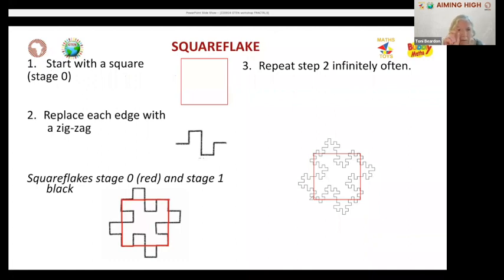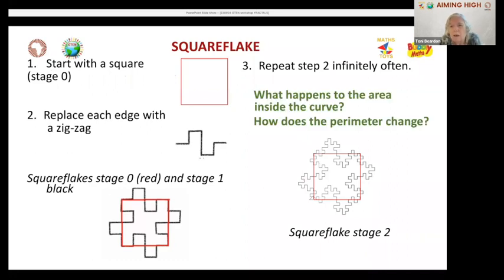There's these little shrunken pieces, because when you do the zigzag, each is a quarter the length of the original that it replaces. When you do that again, you get a very jagged protrusion that goes out and one that comes in matching it. Okay, and same on all four sides of the original square. And that's the square flake stage two.